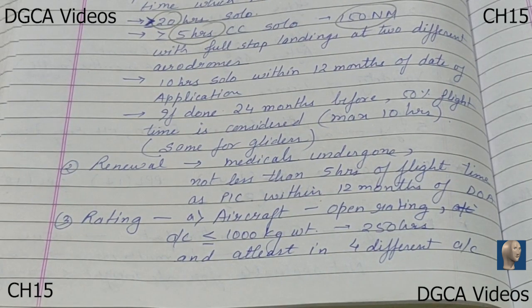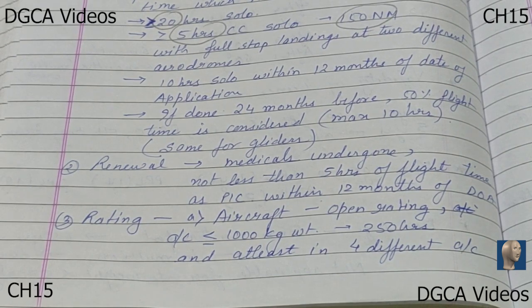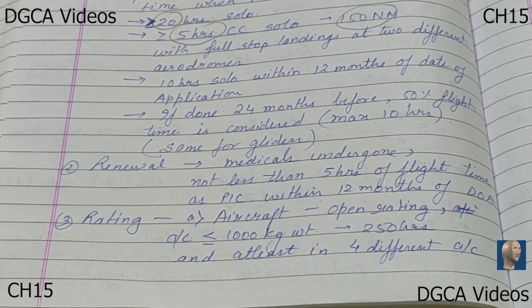Moving on to the rating. Rating is something that you must focus on a little bit. Here we'll be discussing 3 types of ratings. The first one is called the aircraft rating, the second one is the night rating, and the last one is the instrument rating for the private pilot license. So let's discuss one by one.